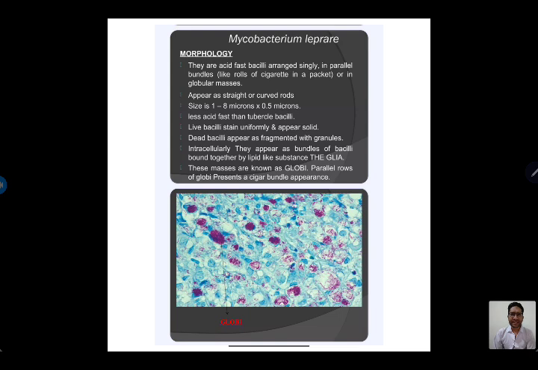Intracellularly, they appear as bundles of bacilli bound together by a lipid-like substance, the gloea. These masses are known as globi. Parallel rows of globi present a cigar bundle appearance.